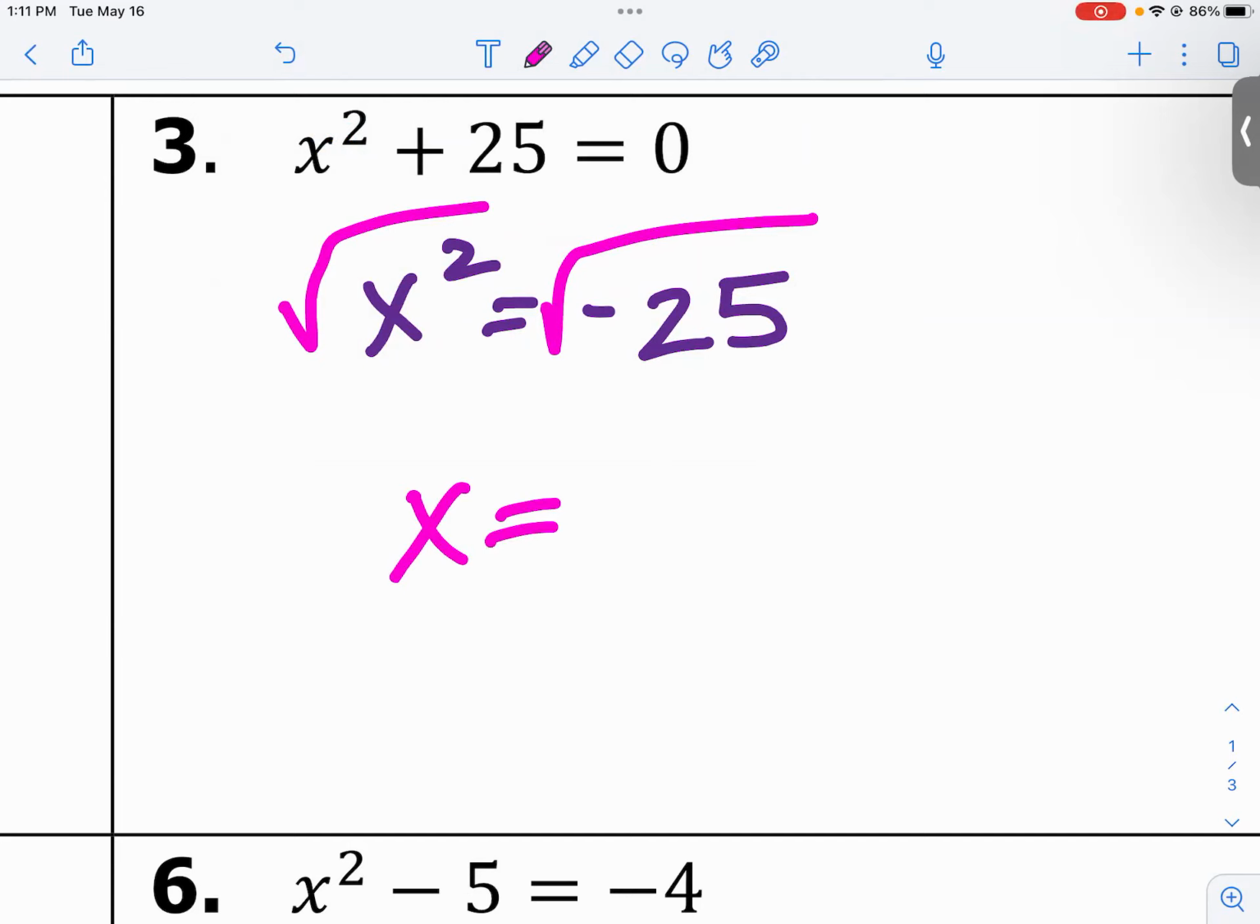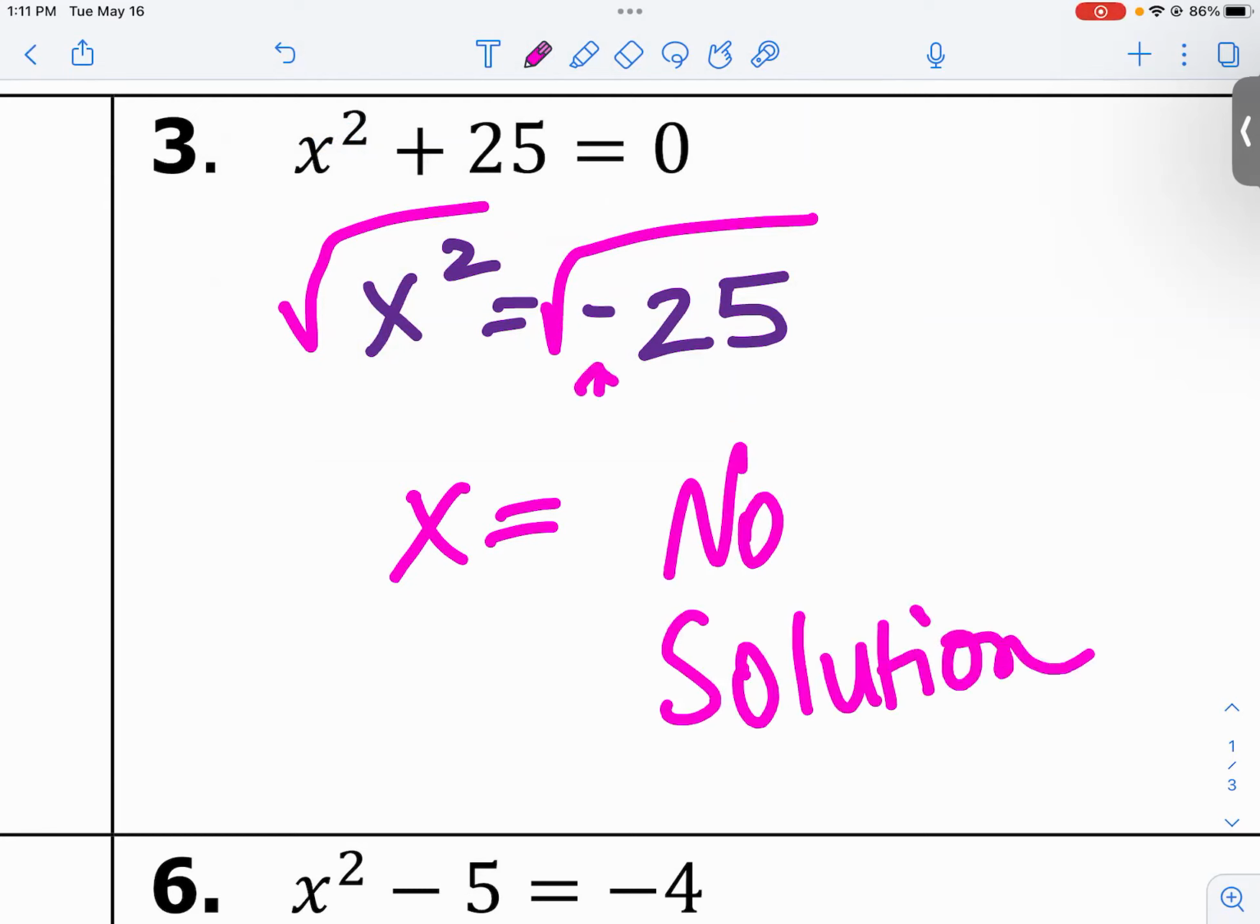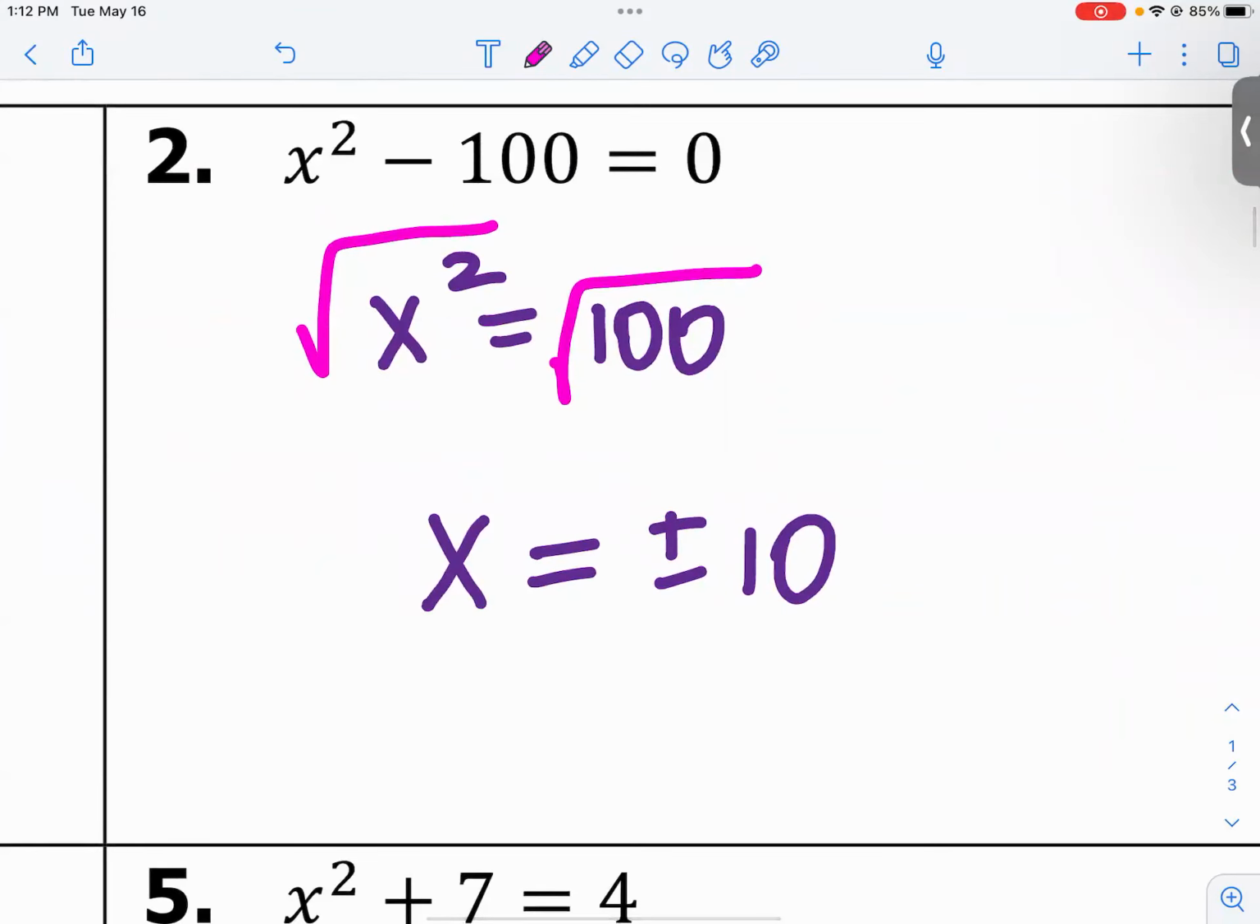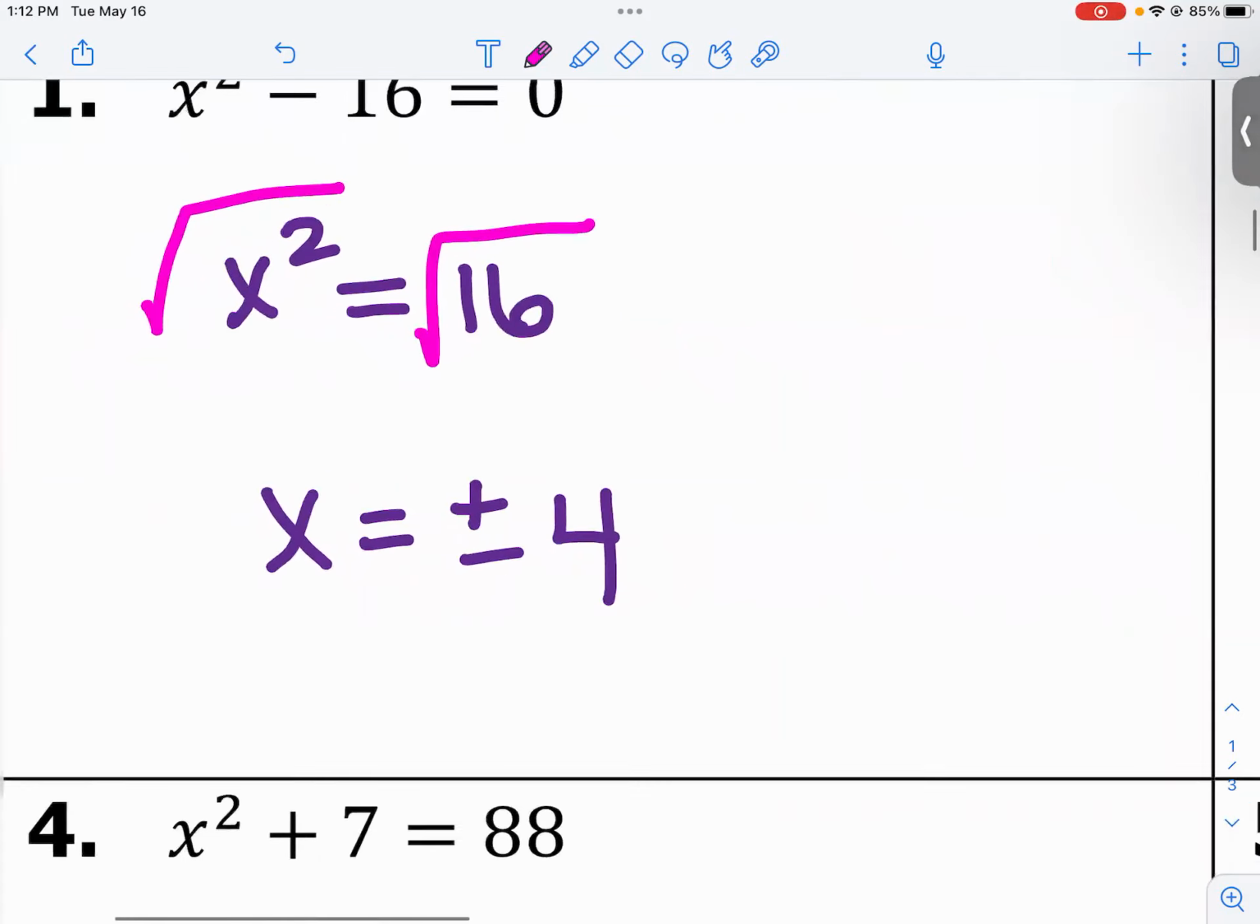Why is it no solution, Peyton? We cannot have a negative under our square root, so we have no solution. In Algebra 2, you'll learn about these imaginary solutions. Why can't we have a negative? We can't have negatives under the square root because the square root is asking for what squared is the number. Well, we can't have a number squared and have it be negative. But weren't all the other ones like that? No, this is x squared equals positive 100. X squared equals positive 16.